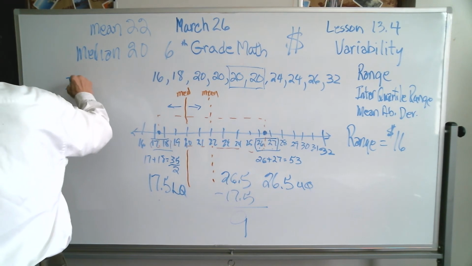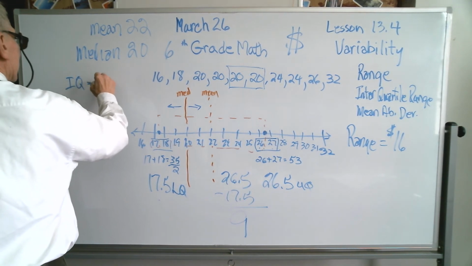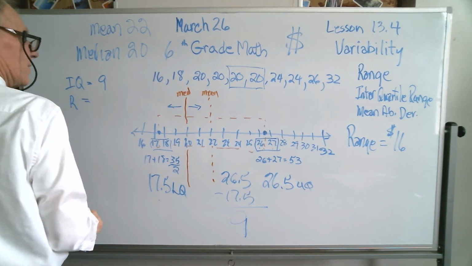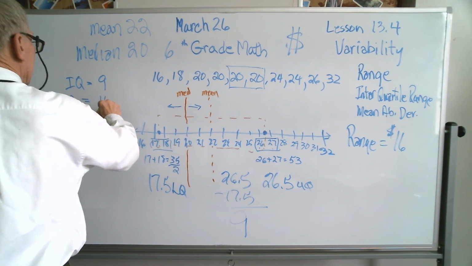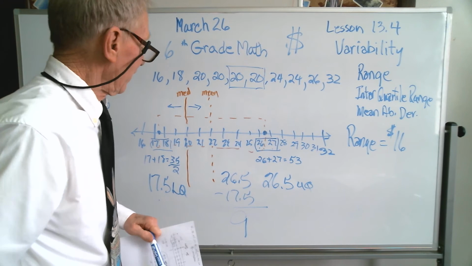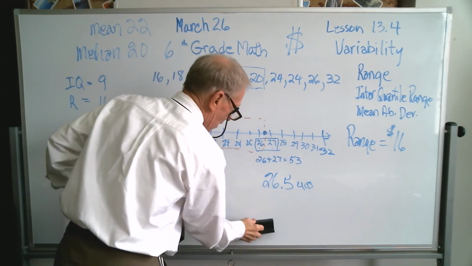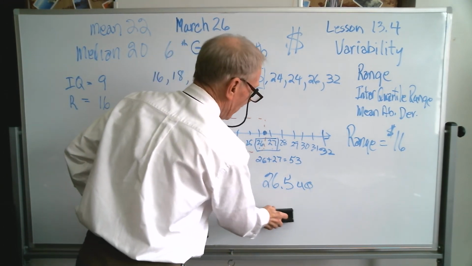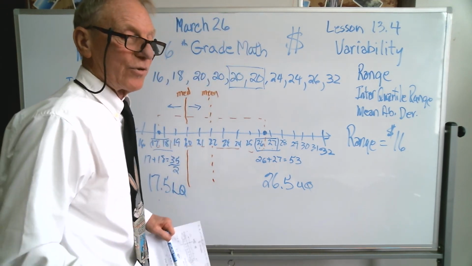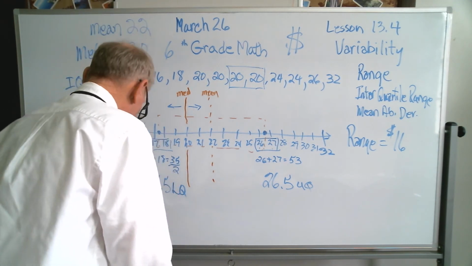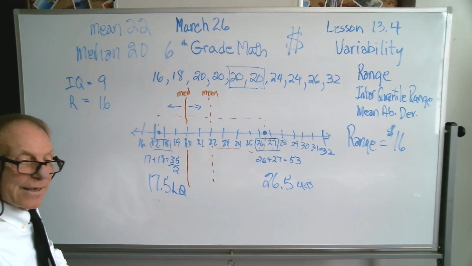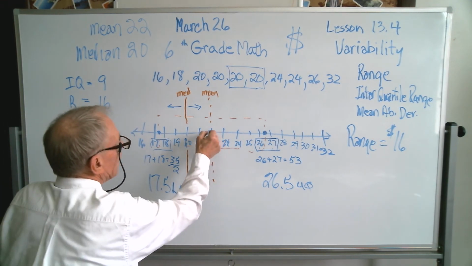So let's put that up there. Interquartile range is 9. Our range, we decided, was 16, the difference between 32 and 16, the lowest and the highest point. Now, it wants us to figure out one more thing here, and that is the mean absolute deviation. And for the mean absolute deviation, we've got to go back to the mean. And the mean is right here, 22.